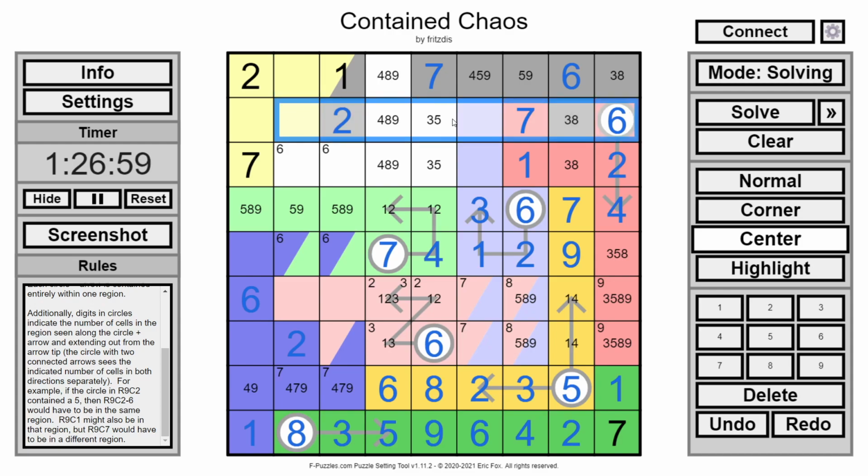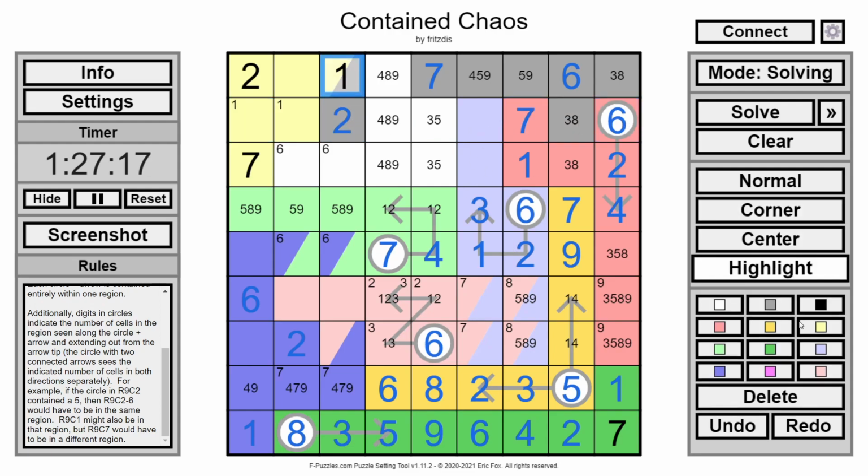Where can 1 go in this column? Or sorry, in this row? 1, okay, let me just double check that. I think 1 is forced all the way over there. So these are not 1s. This is not a 1. Light blue already has a 1, or the column. We've pencil marked those. Yeah, 1 must be over here, so this must be gray.